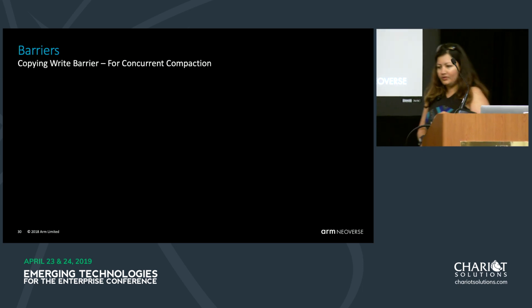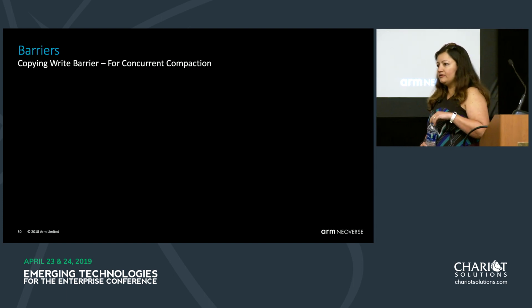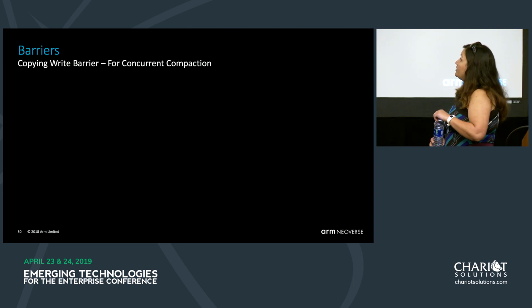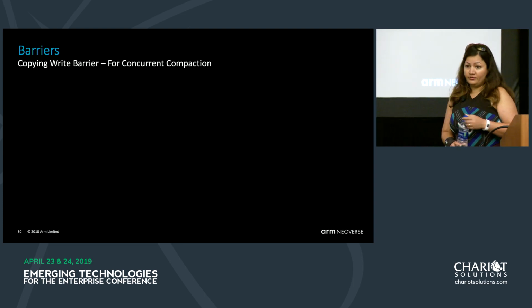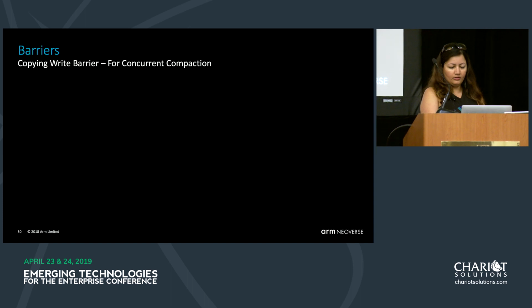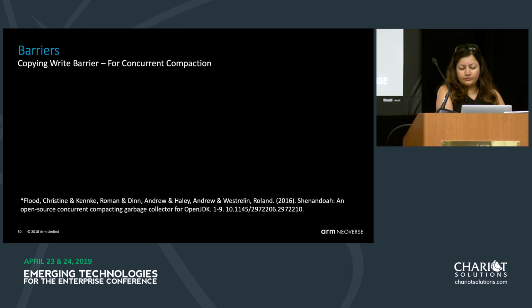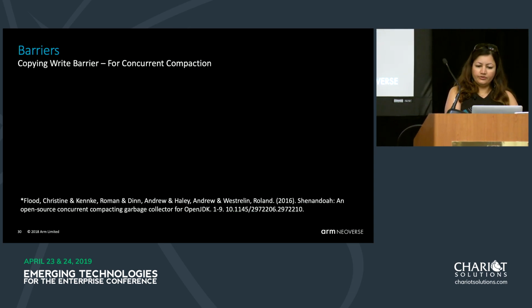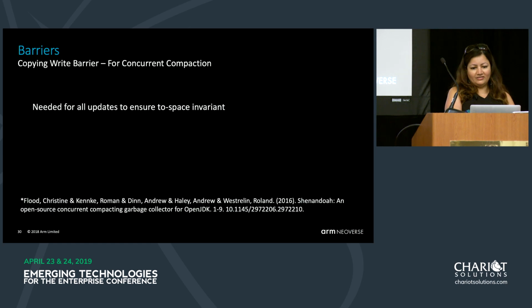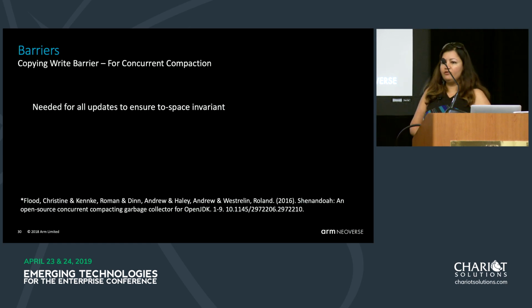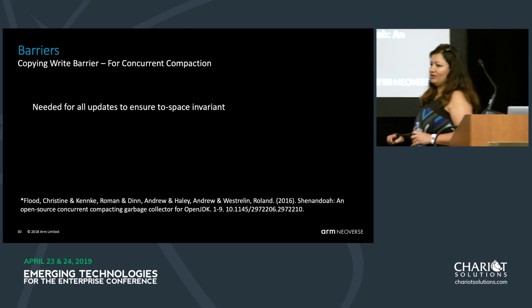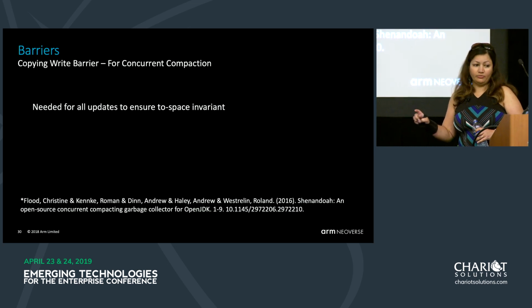Again, because we're doing concurrent copying, and the way Shenandoah is doing concurrent copying, we need copying barriers as well for writes. Again, the same paper to refer to. In Shenandoah's case, you need the write barriers for all updates, even primitive types, even locking, just update. When you're locking an object, even that would need a write barrier.